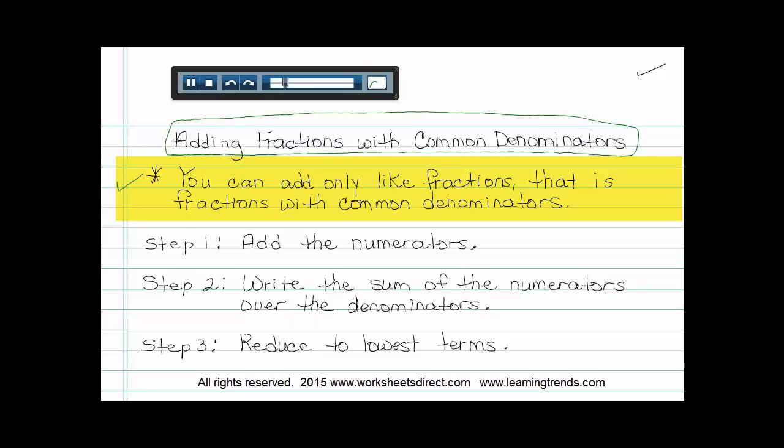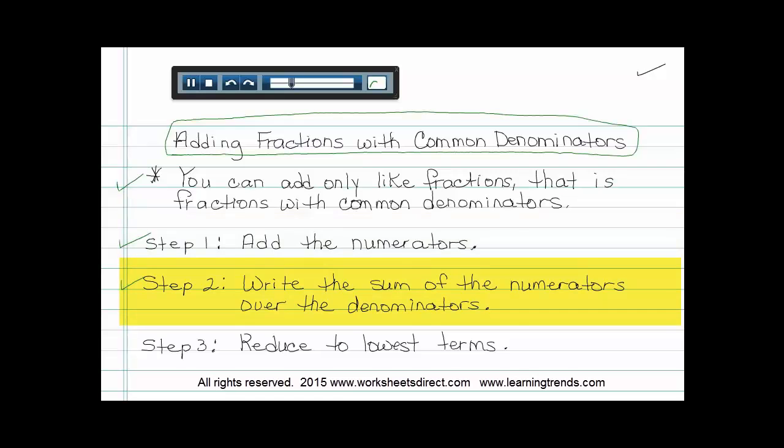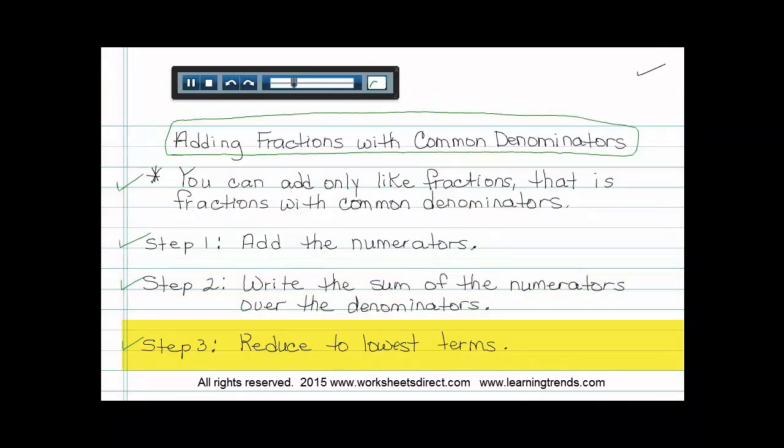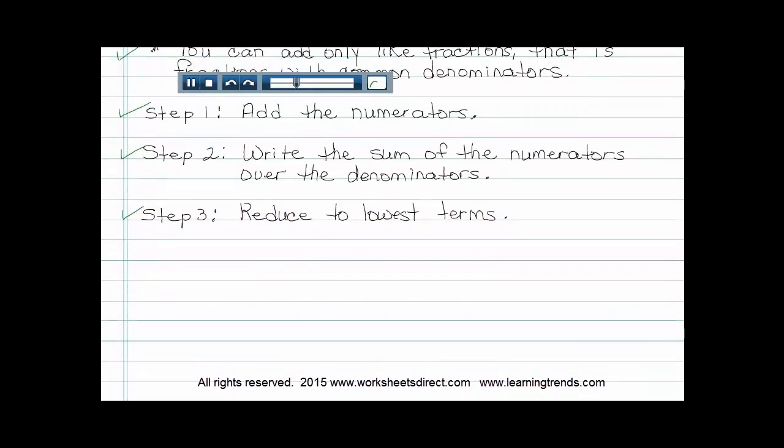There are 3 steps when you're adding fractions with common denominators. The first step is that if the fractions have common denominators, you add the numerators. The second step is to write the sum of those numerators over the denominator, and then finally you want to reduce it to lowest terms if possible. Let's take a look at a couple of examples.